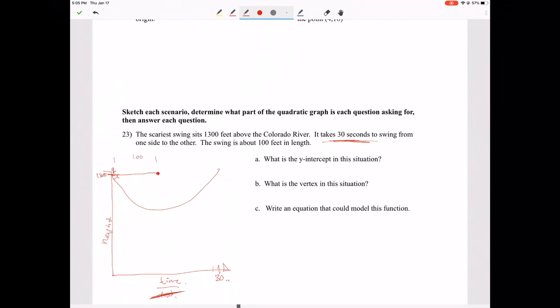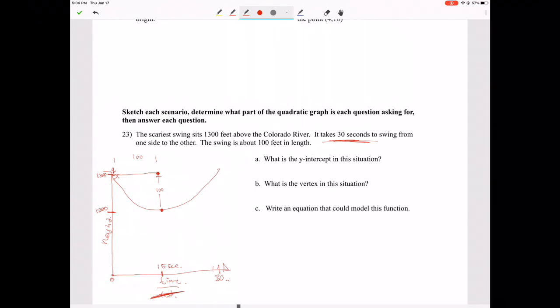You could say this as well, from here to here is 100, which means that the minimum height is going to be 1,200 feet. Okay, this would be your minimum. And your time will always be halfway, so this would be 15 seconds. Okay, so do your best. I know it's confusing sometimes. Hopefully the ones on the test are more clear.